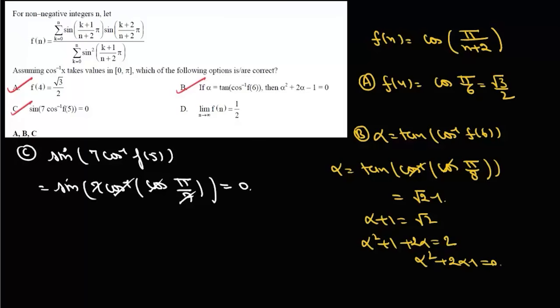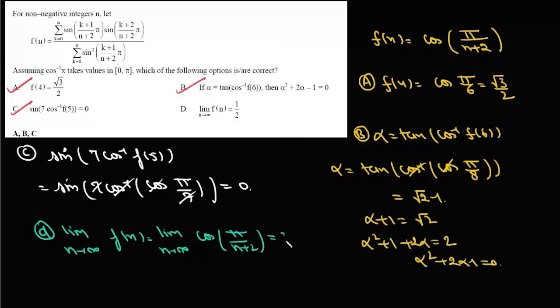And then we have option D, where we have the limit as n tends to infinity of fn. So it will be the limit as n tends to infinity of cos(π upon n+2). Now this is cos 0, and cos 0 is 1, not 1/2. So the only correct options are A, B and C. Now similar to telescopic summation, we have telescopic product.